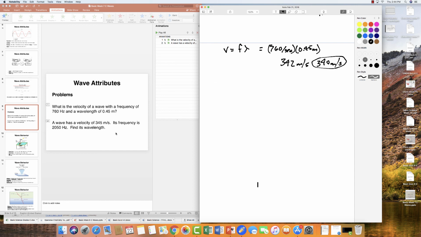The second problem, we're given the velocity and the frequency and asked to find the wavelength. Well, if v is equal to the frequency times the wavelength, then the wavelength is going to be equal to the velocity divided by the frequency. So it's going to be 345 divided by 2050. And both of these have three significant figures, so our answer should come in three significant figures. So the answer is 0.168 meters, and that's the wavelength. This would be meters per second, and this is per second. The seconds cancel out, and you're left with meters.